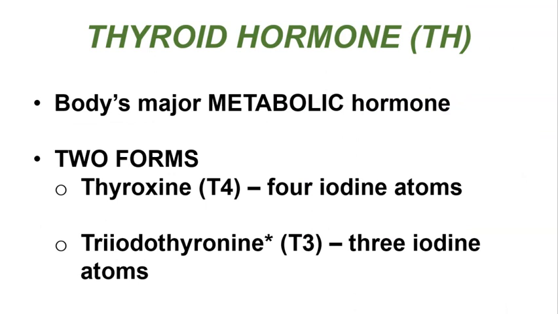It is the body's major metabolic hormone. Nearly every cell in the body has receptors for thyroid hormone, therefore most body cells are going to be influenced by thyroid hormone. The hormone itself actually comes in two forms, T4 and T3. T4 is called thyroxine, and it has 4 iodine atoms attached, while T3, which is called triiodothyronine, has 3 iodine atoms attached. I have starred T3 because T3 is the more active and more potent form of the hormone. At the tissues, T4 is converted into T3 by enzymes that will remove a single iodine atom.